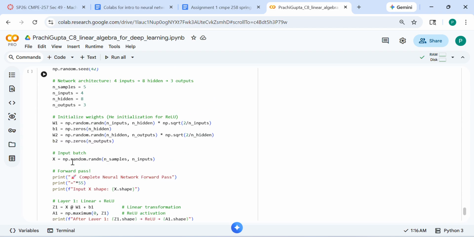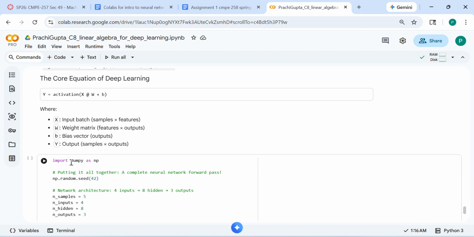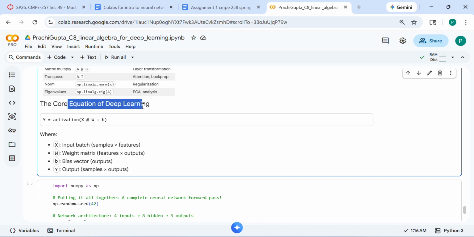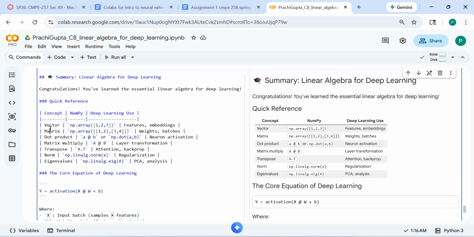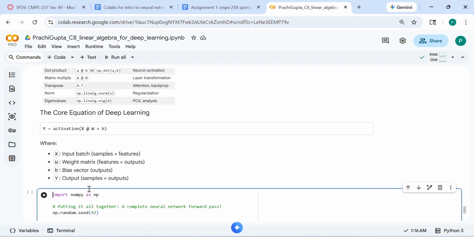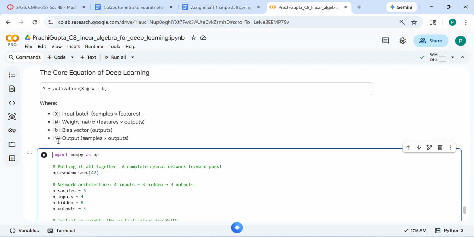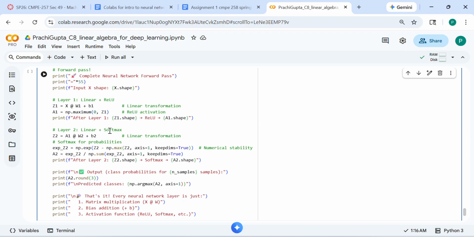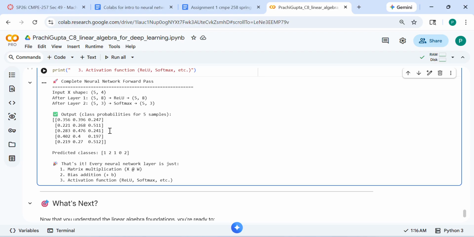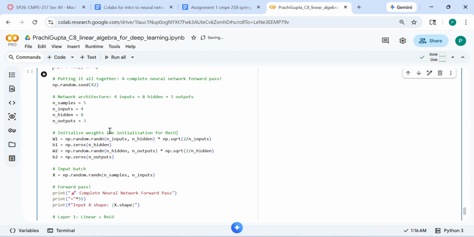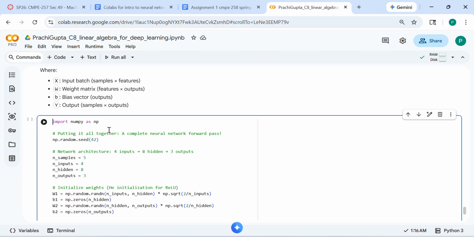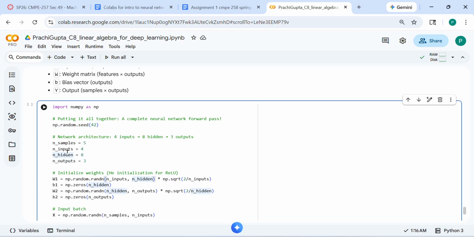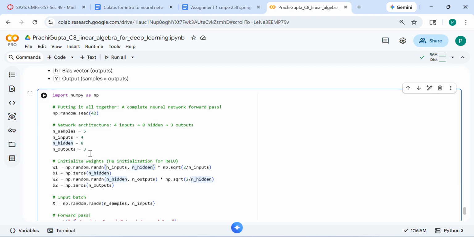This is the summary of what we have gone through, and this is the core equation of deep learning: y = activation(x @ W + b), where x is the input, W the weights, b the bias, and y the output. And this is complete neural network forward pass code. If you go through it, you will understand it. It's basically very simple. We have samples, input, hidden layers and the outputs.